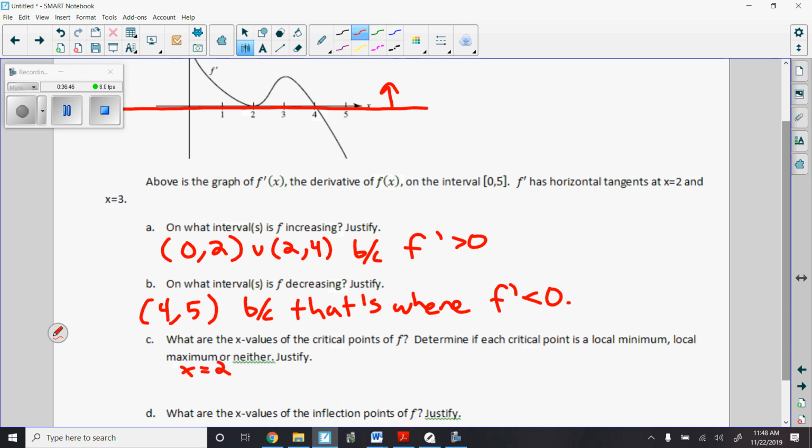Let's start with x equals 2. X equals 2 is neither a max or a min, because if you notice, f prime doesn't switch signs. On the left side, f prime is positive. On the right side, f prime is positive. Even though that looks like a min, it's not a min of f. It's a neither point of f, because f prime didn't switch signs.